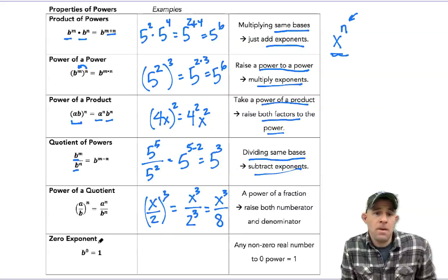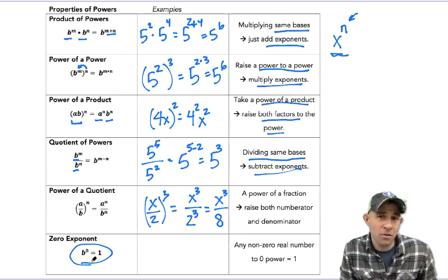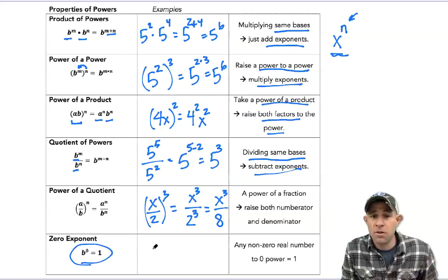All right, our 0 exponent, you'll love this one. Anything raised to the 0 power is equal to 1. So if I take 419 and raise it to the 0 power, I'm still going to end up with 1.